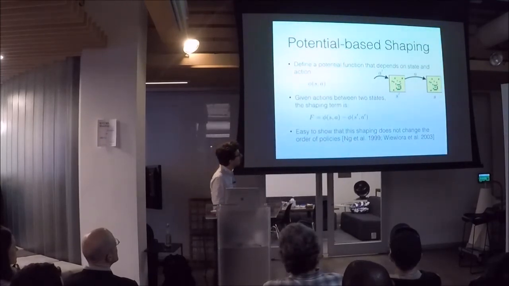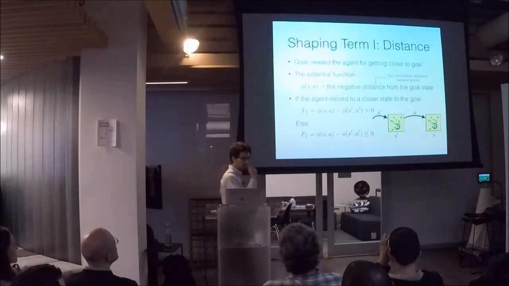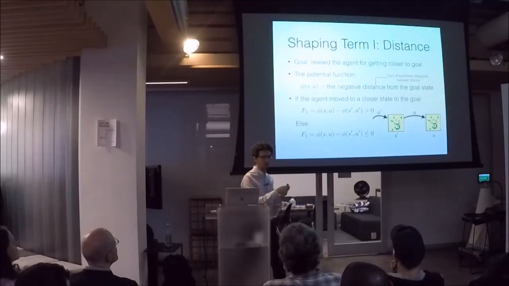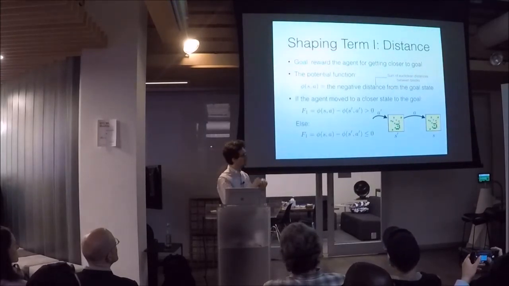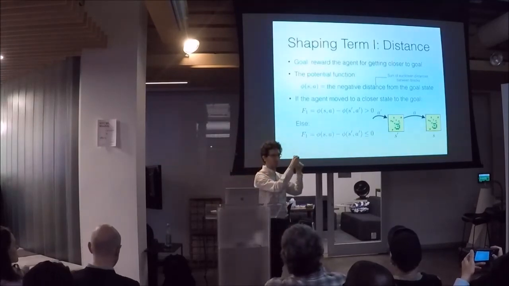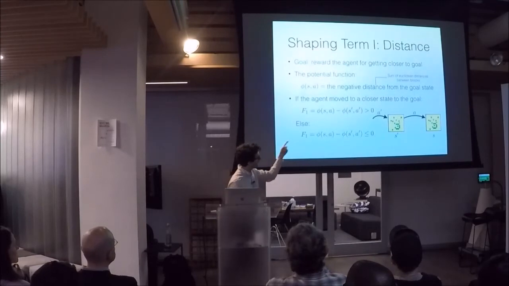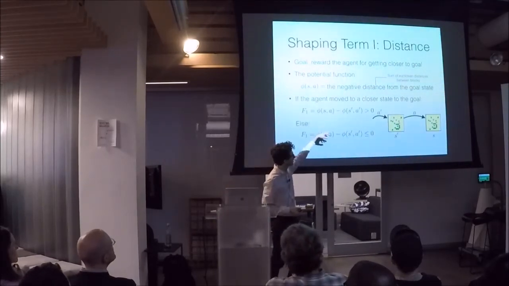Okay, so the first shaping term we add is going to reward the agent for getting closer to the goal. And the way we do this is we define a potential function, which is the negative distance from the goal state. So if we have two states, so we have all the configurations of the blocks in the environment, we measure the distance between them as the sum of the Euclidean distance between each block, depending on how their location is. Now, if the agent moves closer to the goal, this shaping term is going to be positive.